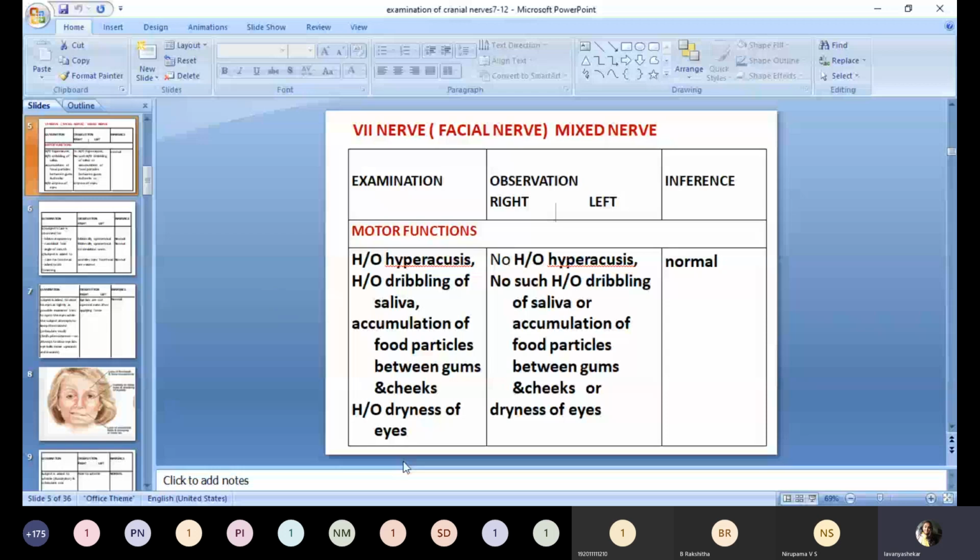So in case the patient does not have any of these histories, this is your examination table. So you're going to observe all these things, on the right as well as the left side. So you're going to write there is no such history. In a normal individual, all such things will not be present. So once you find that there is no history of hyperacusis or dribbling of saliva or accumulation of food particles in between the gums and the cheeks, or no xerosis, that is dryness of the eyes, the inference that you are going to write is normal. So this is the first thing that you are going to check for.